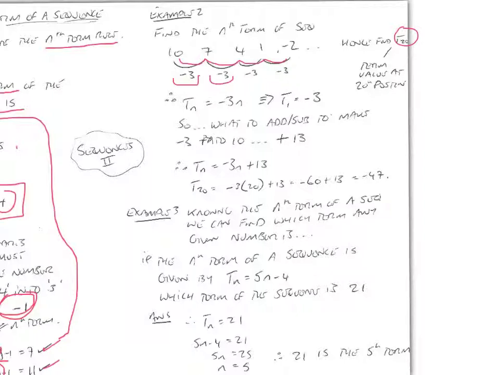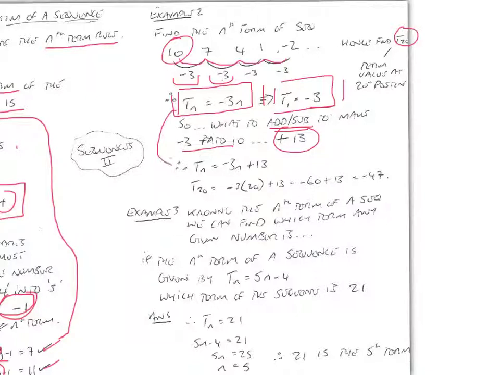So we start by writing Tn equals minus 3n, okay? Then we go on, always, to let n equal 1 and find what that value is. Now, that's saying that the first term is minus 3, but it's not, it's 10. So we need to find out what we need to do. What do we need to add or subtract to make minus 3 turn into a 10? And the answer to that is plus 13.